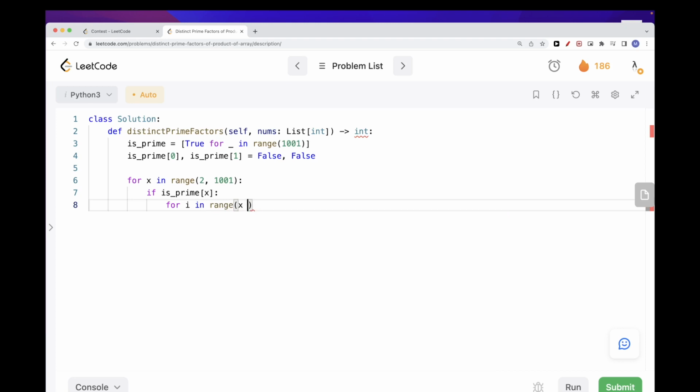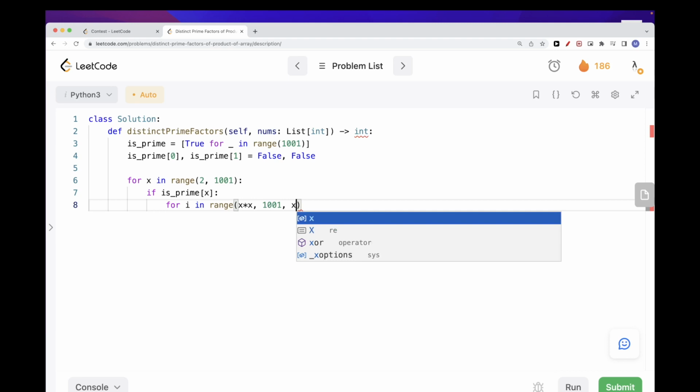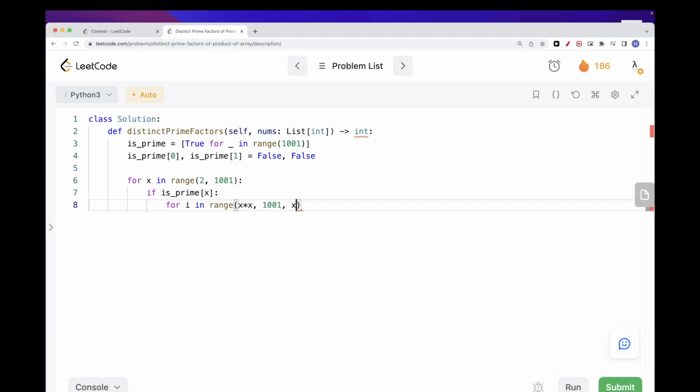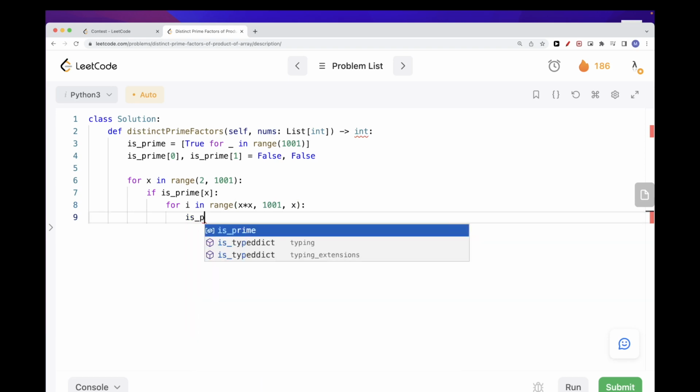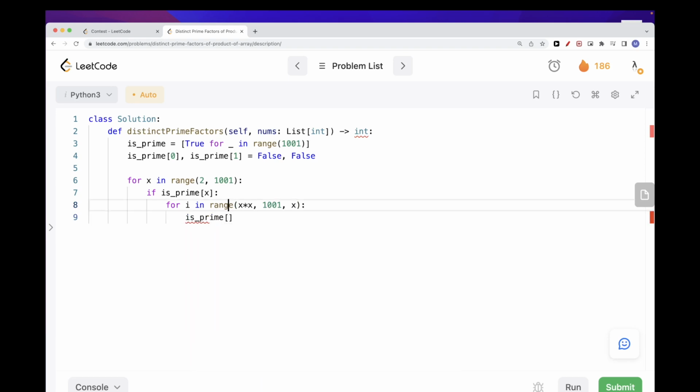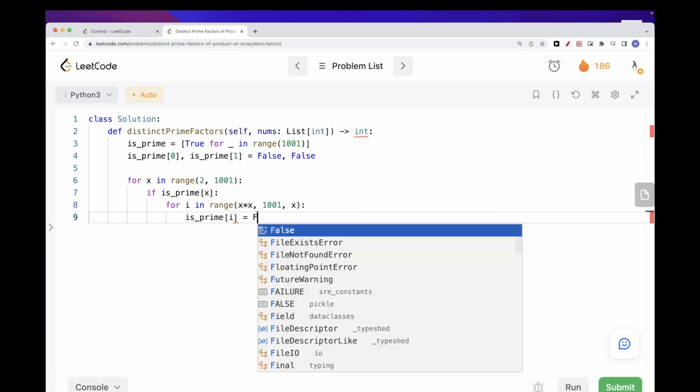How do we do that? We start from x by x because this is a multiple of x. And we need to end at this limit, right? That's the last one we want. And each time we would want to increase by x because that's how much we want the multiples. We want all the multiples of 2, so each time we add 2. We want all multiples of 3, so each time we add 3, right? And so here we'll say now this is not a prime because it's divisible by a prime, which is x. So we'll say i is equal to false.